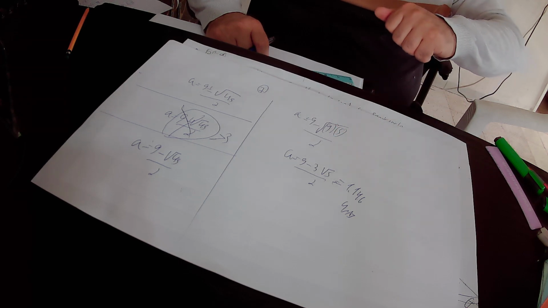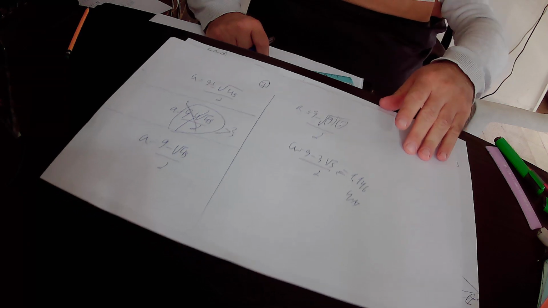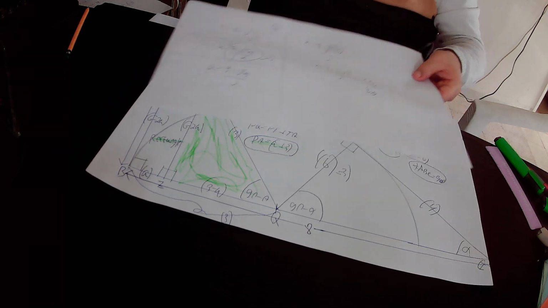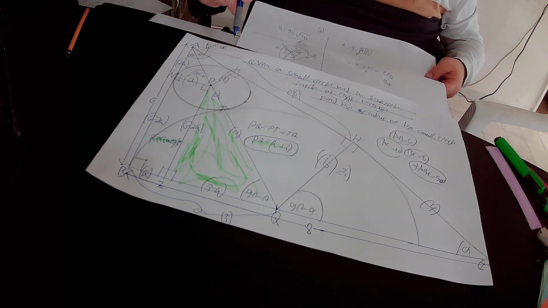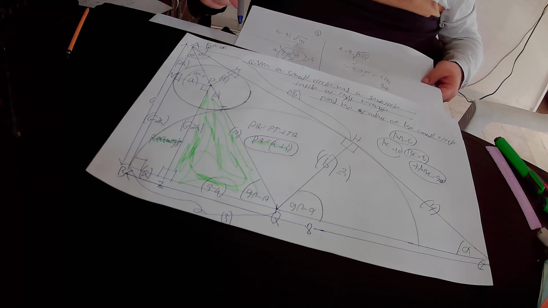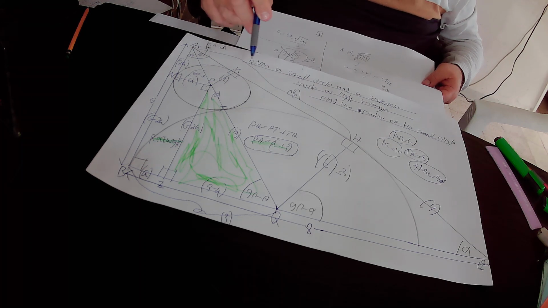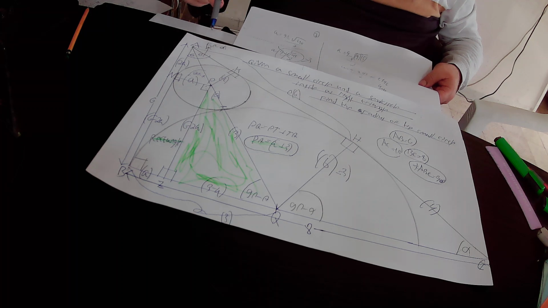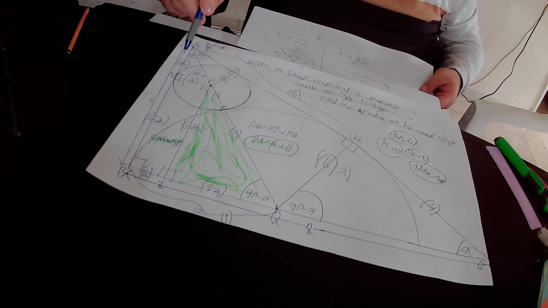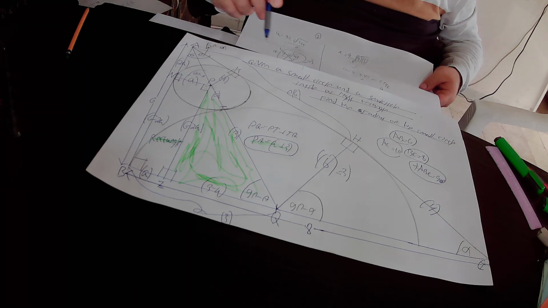So we found out that the radius of this small circle, the radius a, equals 9 minus 3 times square root of 5 over 2 units. In terms of numbers, the radius a of this small circle equals 1.146 units. Okay, thank you very much.